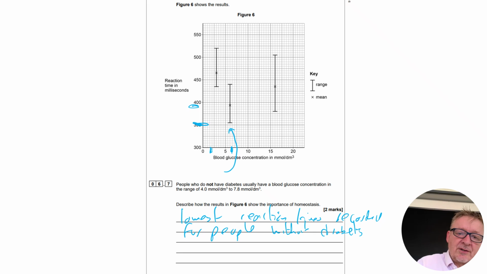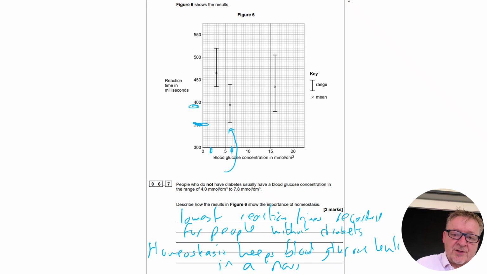And that's because homeostasis keeps blood glucose levels in a narrow range, which is the optimum.